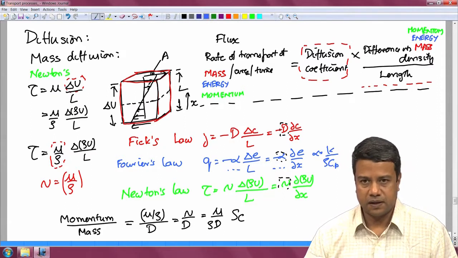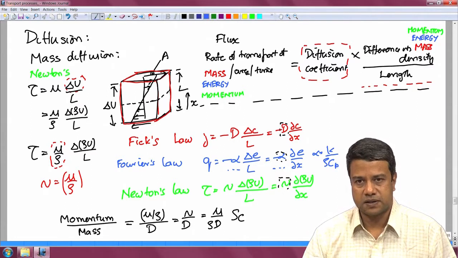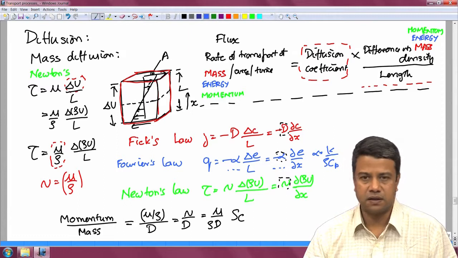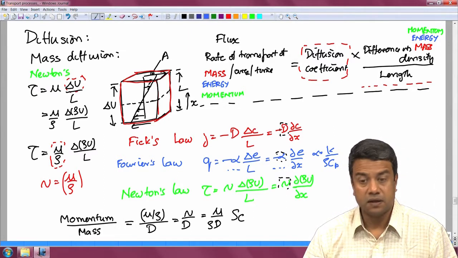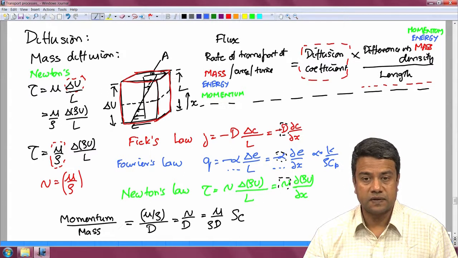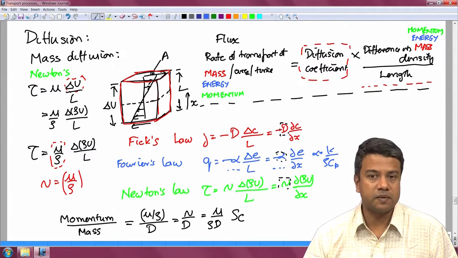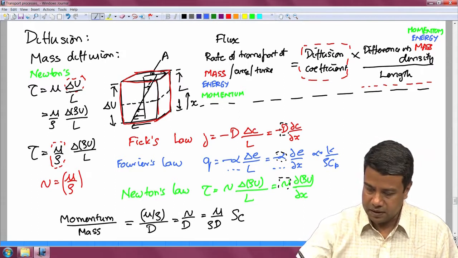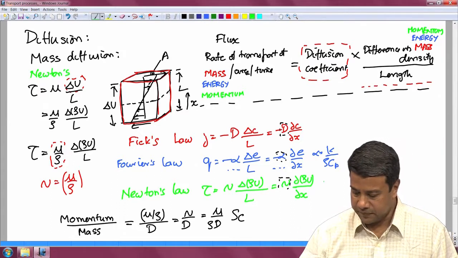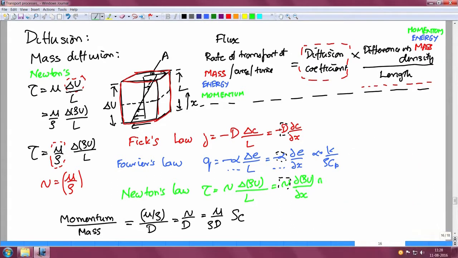If I write the driving force as a difference in the energy density instead of in the difference in temperature. Similarly, Newton's law of viscosity, if I write the driving force as the difference in the momentum density, momentum density is mass density times velocity. So if I write the equation in terms of the momentum density, then the diffusion coefficient is the kinematic viscosity, which is the viscosity divided by the density. So these are the three diffusion coefficients for mass, momentum and energy.